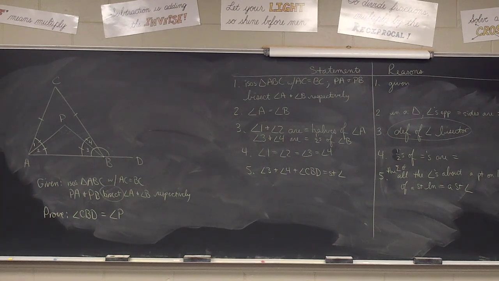So, angle 2 and angle 3 equal angle... So like angle 3 and 4 equals 1 and 2. So then you can substitute angle 2 for angle 4. So angle 3 and angle 2 will be supplementary. Huh?